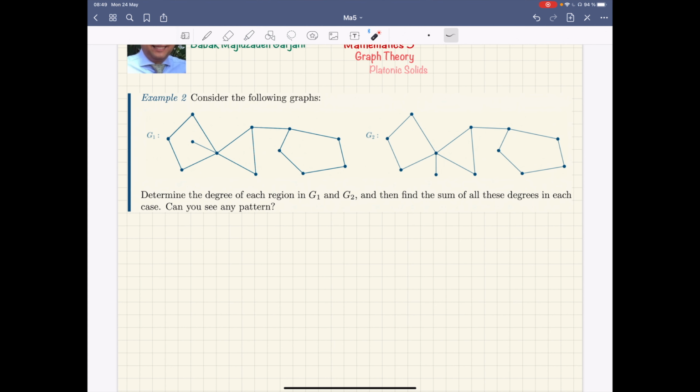Do you agree that these graphs are planar embeddings of some graph? Yeah, they are planar, yes? Now I want you to do the same question for G1 and G2. I want you to determine the degree of each region in G1 and the degree of each region in G2 and find the sum of all these degrees. And then can you see the pattern? Of course, you already discovered the pattern. I will pause this video now.